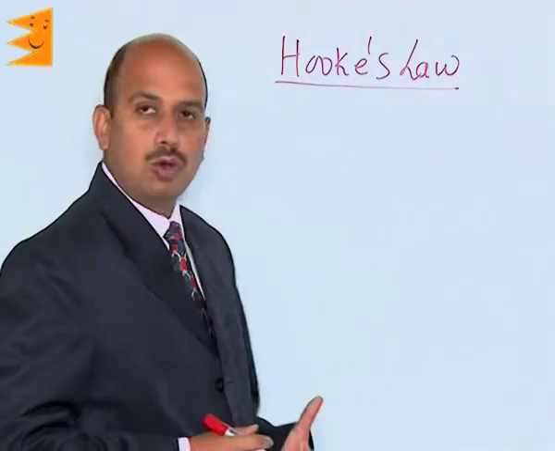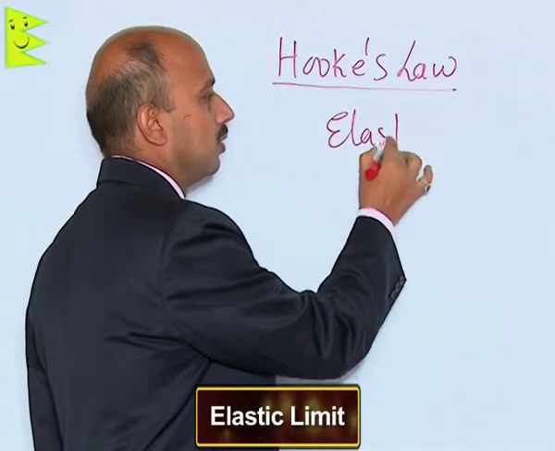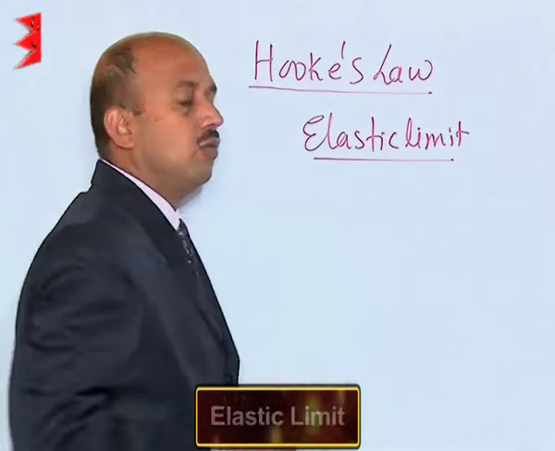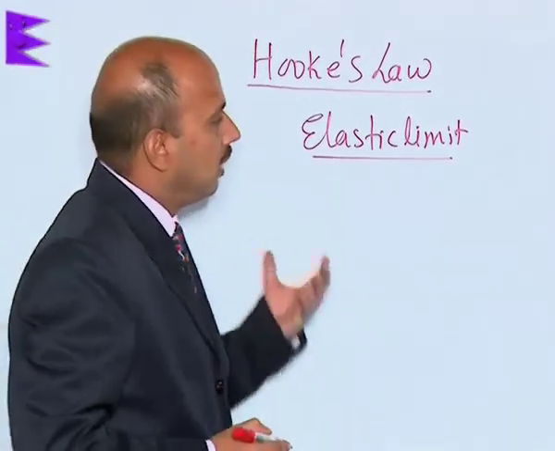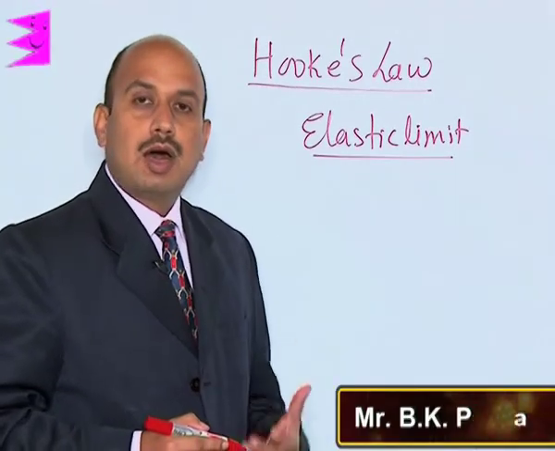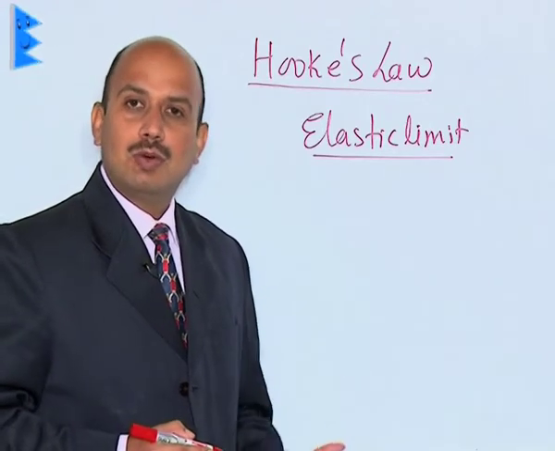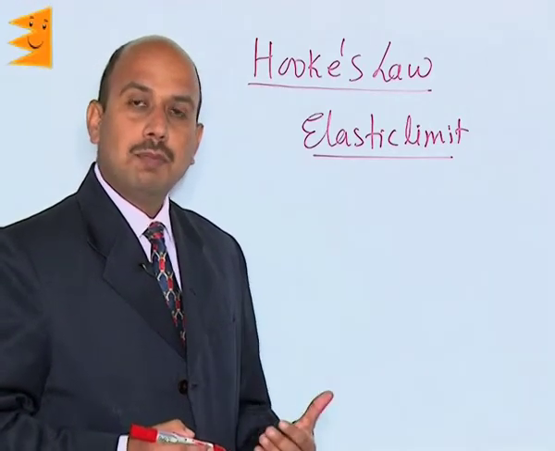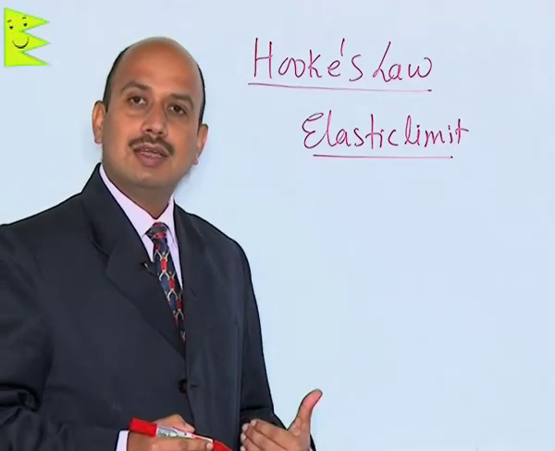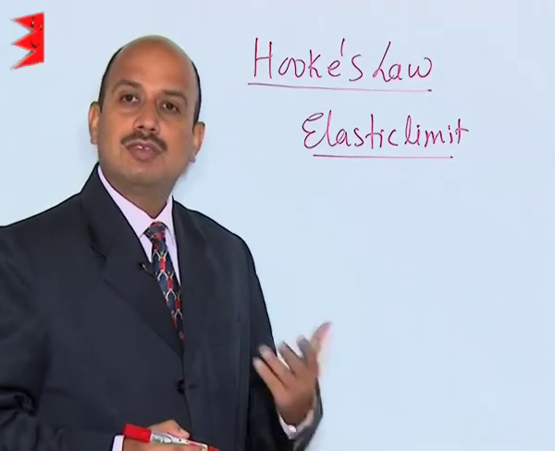Now see here in Hooke's law. Before Hooke's law, one thing is here that is called elastic limit. So what do you mean by elastic limit? Elastic limit is the upper limit of the deforming force up to which, if the deforming force is removed, the body regains its original shape. And if you apply the deforming force beyond that limit, the body does not regain its original configuration. That means the body loses its elasticity.